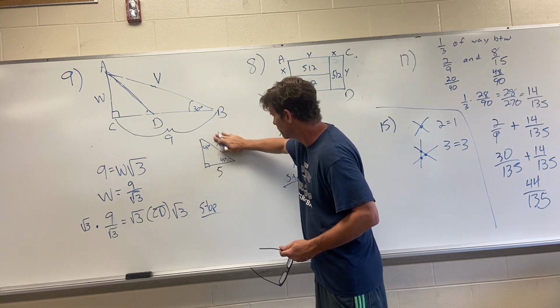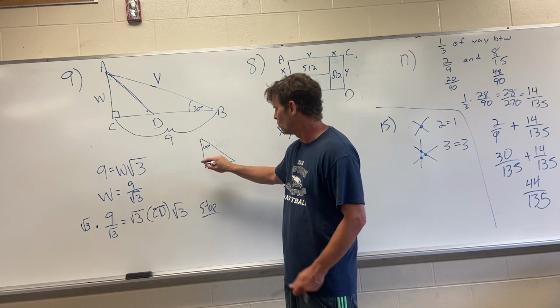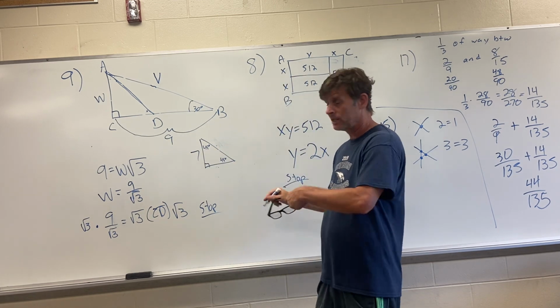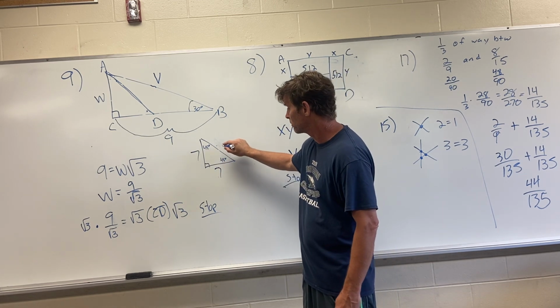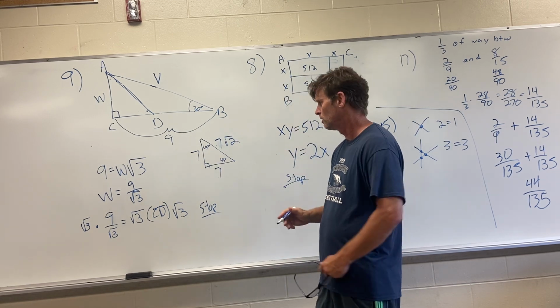So if somebody said you have a right triangle with a 45-degree angle and one of the legs is 7, then you know the other leg is 7 and the hypotenuse is 7 times the square root of 2.